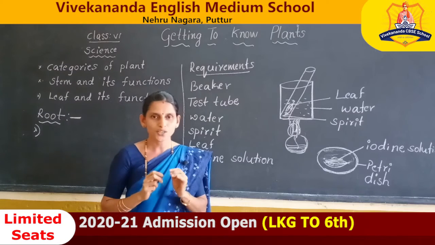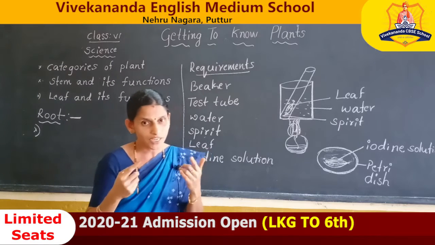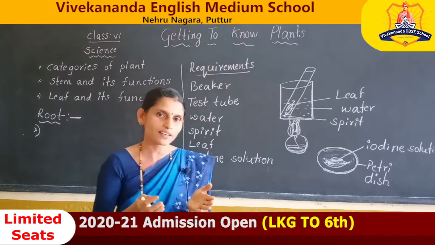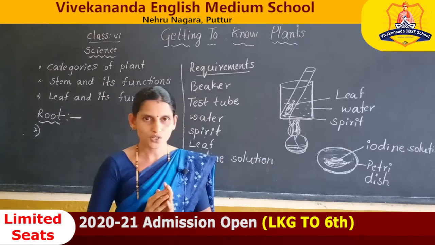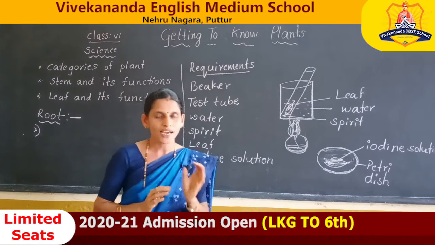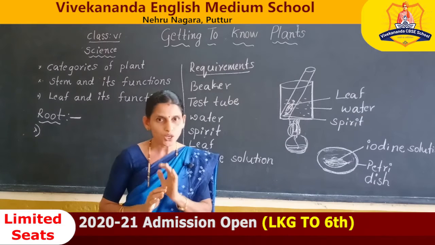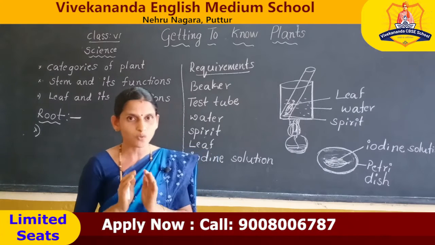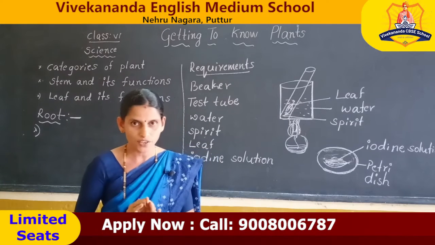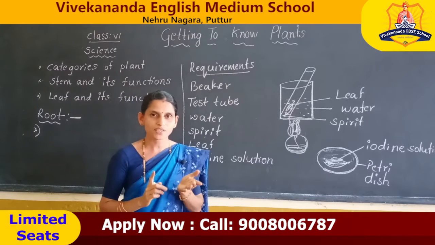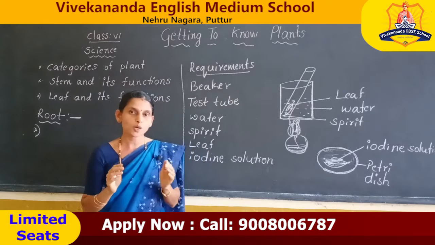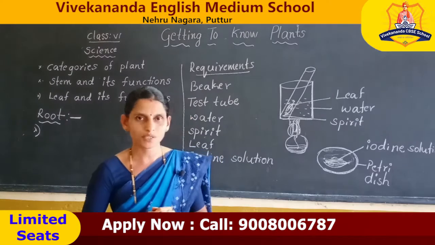It shows that root helps in upward conduction or absorption of water and minerals from the soil. One plant grows well, another plant does not grow well. It is because it does not have a root, so it does not take water and minerals from the soil. It shows that the plant root helps in absorption of water and minerals from the soil.